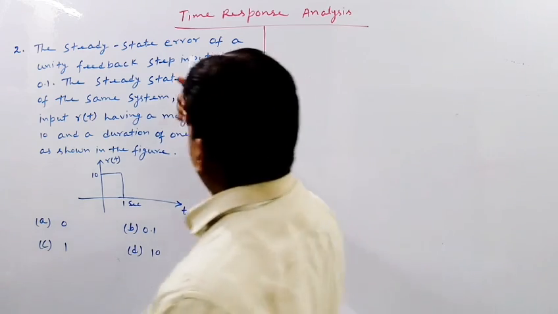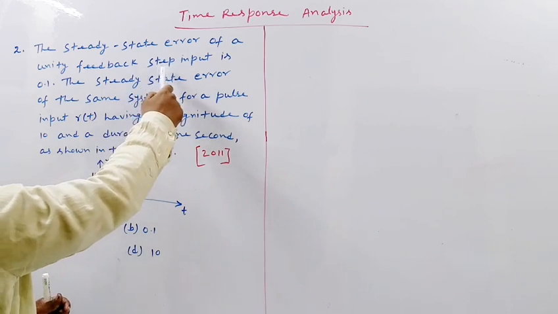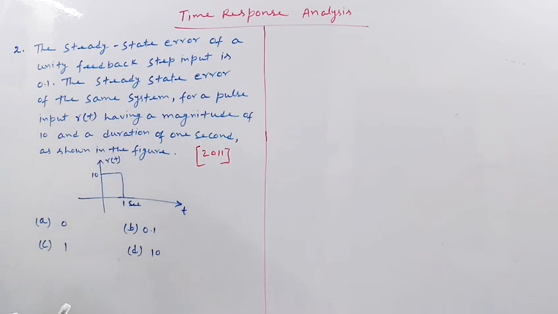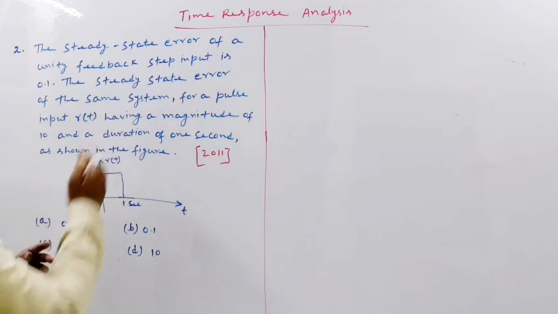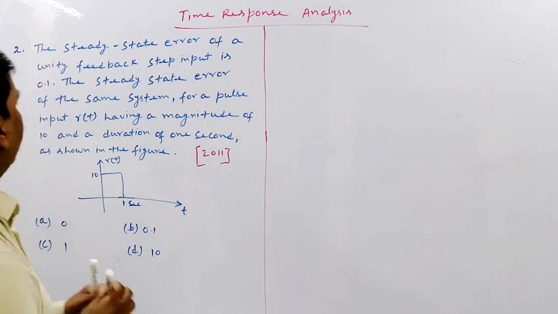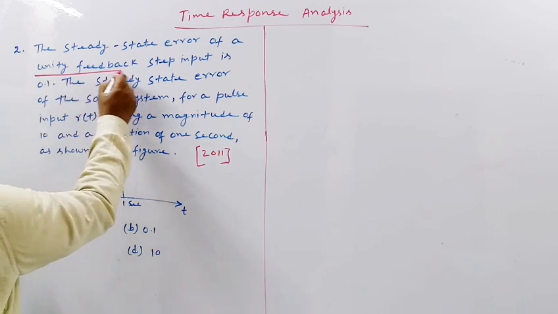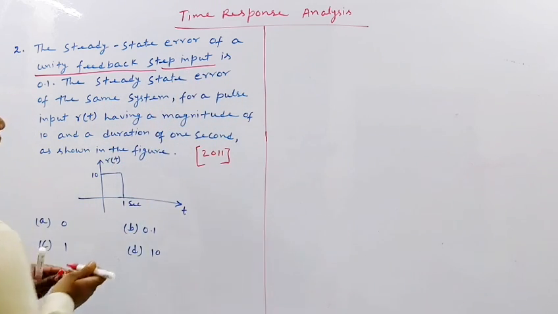So the steady state error of a unity feedback system for step input is 0.1. This means a system is given and the steady state error due to unit step input is 0.1. Again the system is a unity feedback system, and the input is unit step input.